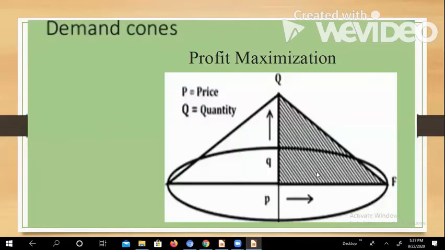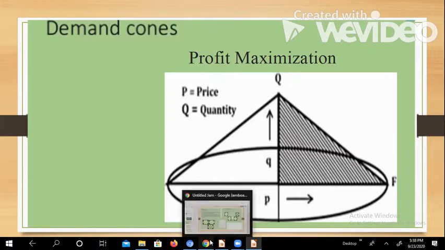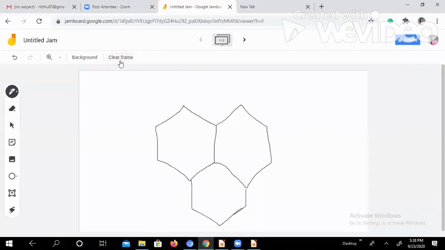Now, this is the demand cone. This is one of the most important concepts; there are three or four important concepts in Losch, and this is the first. Losch spoke about profit maximization, as I told in the first slide itself. He also said that the demand of a good is dependent upon price. Now let us see what a demand cone is.